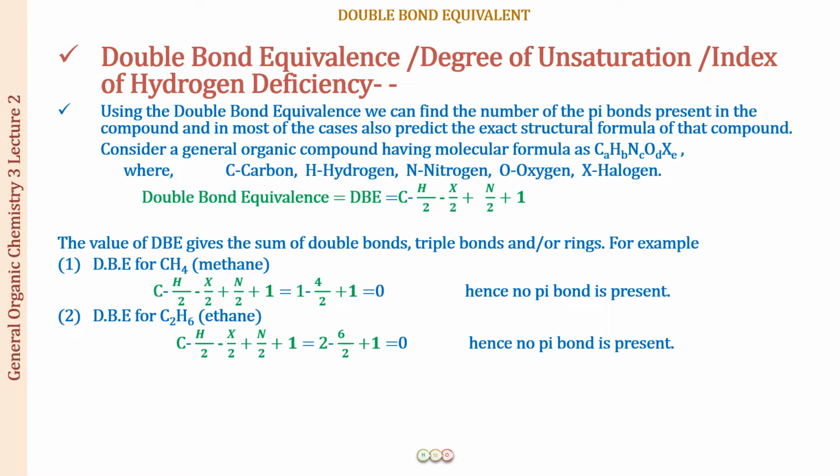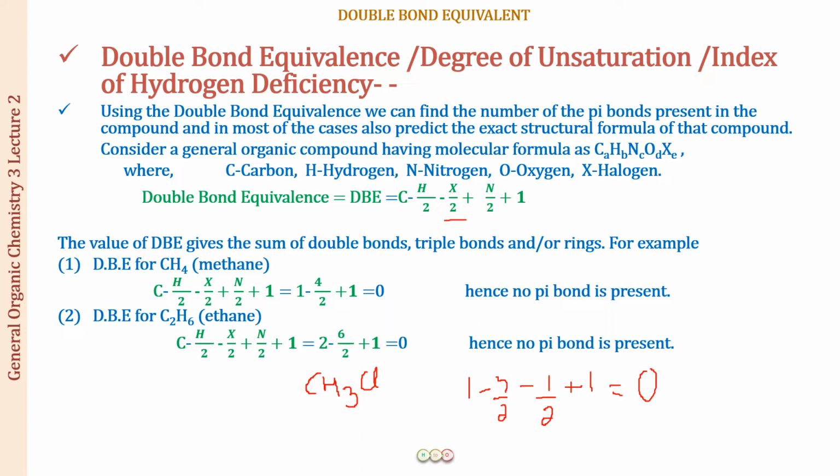Before I move to the next example, there is one more thing. When there is a halogen atom, this is easier for you if we do it this way. For example, instead of methane, I have CH3Cl. Putting it in the formula, it is 1 minus 3 by 2, a halogen atom is 1, so minus 1 by 2, plus 1. This is my DBE value, and it again comes to 0.